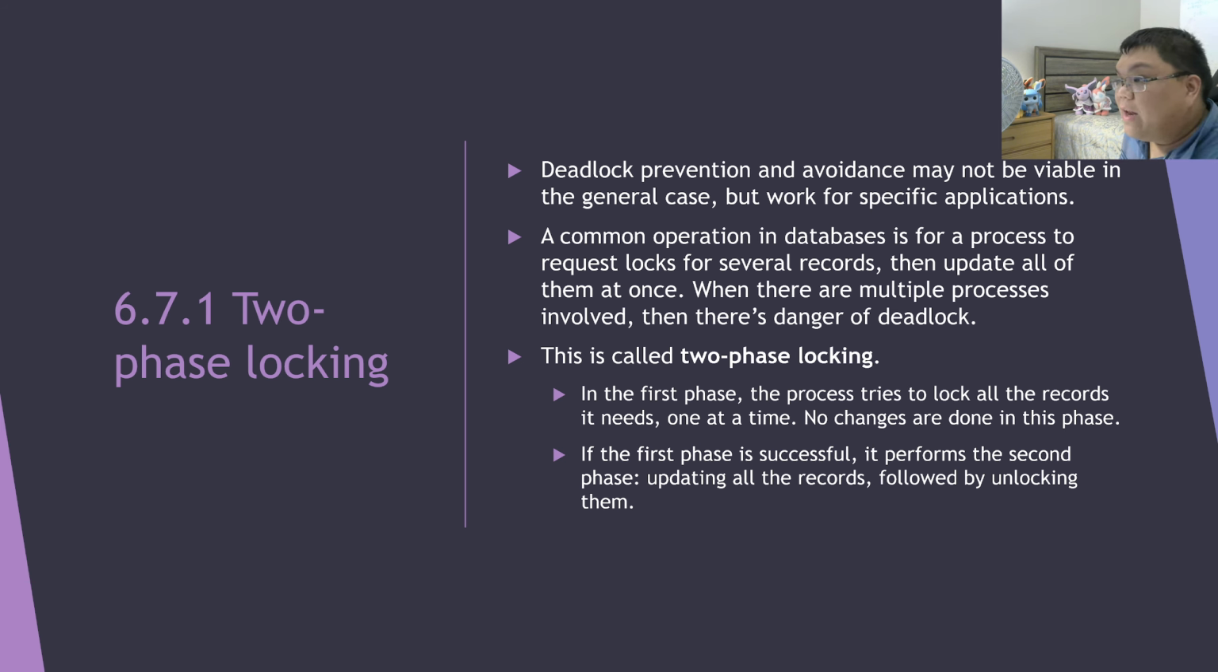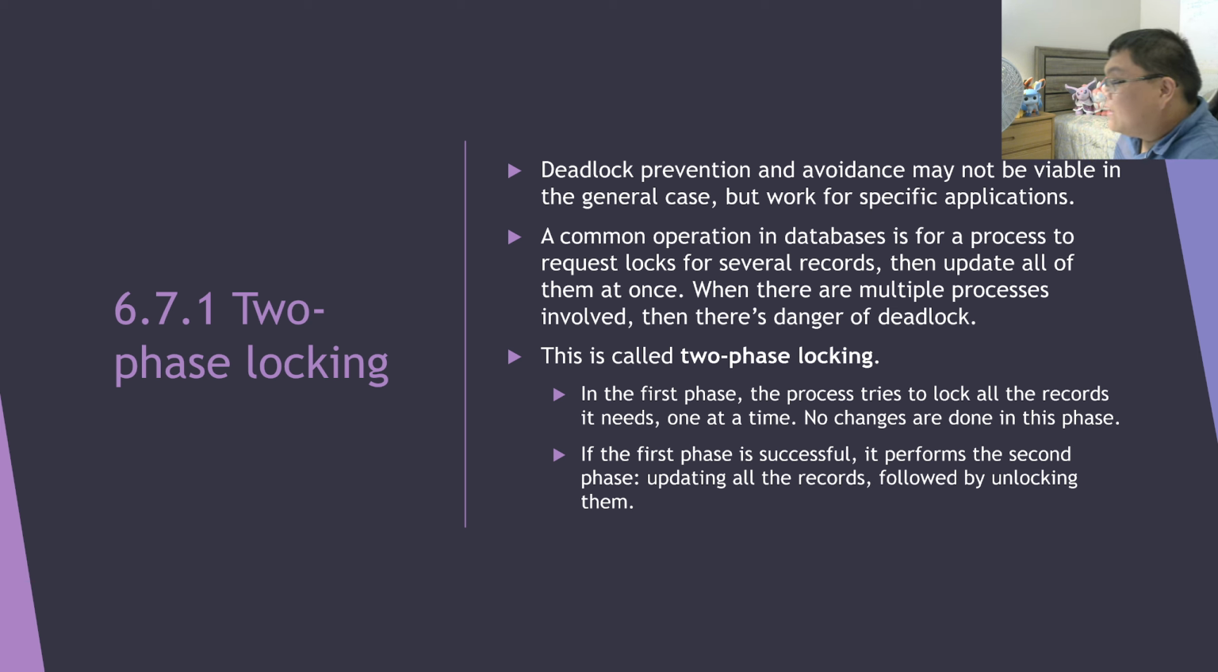Deadlock prevention and avoidance may not be viable in the general case, but they do work in specific applications, such as databases. A common operation in databases is for a process to request blocks for several records and then update them all at once. When there are multiple processes involved, then there is a danger for deadlock. This is called two-phase locking.